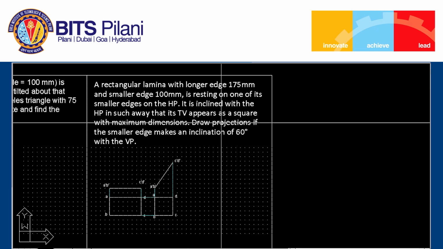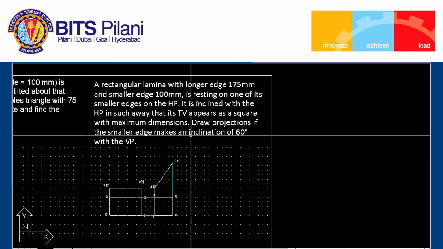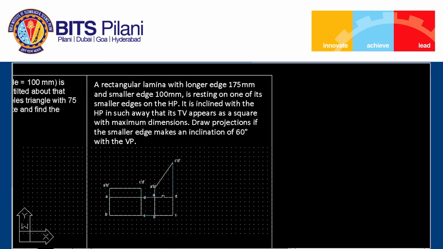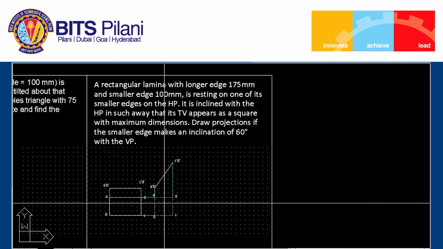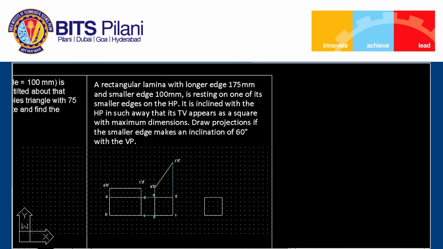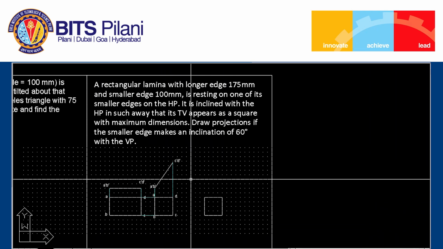Next, it is given to draw the projections if the smaller edge makes an inclination of 60 degrees with vertical plane. So, what we have to do? We have to copy the plate. Now, this AB edge which we have makes an inclination of 60 degrees with vertical plane, that means with XY line.